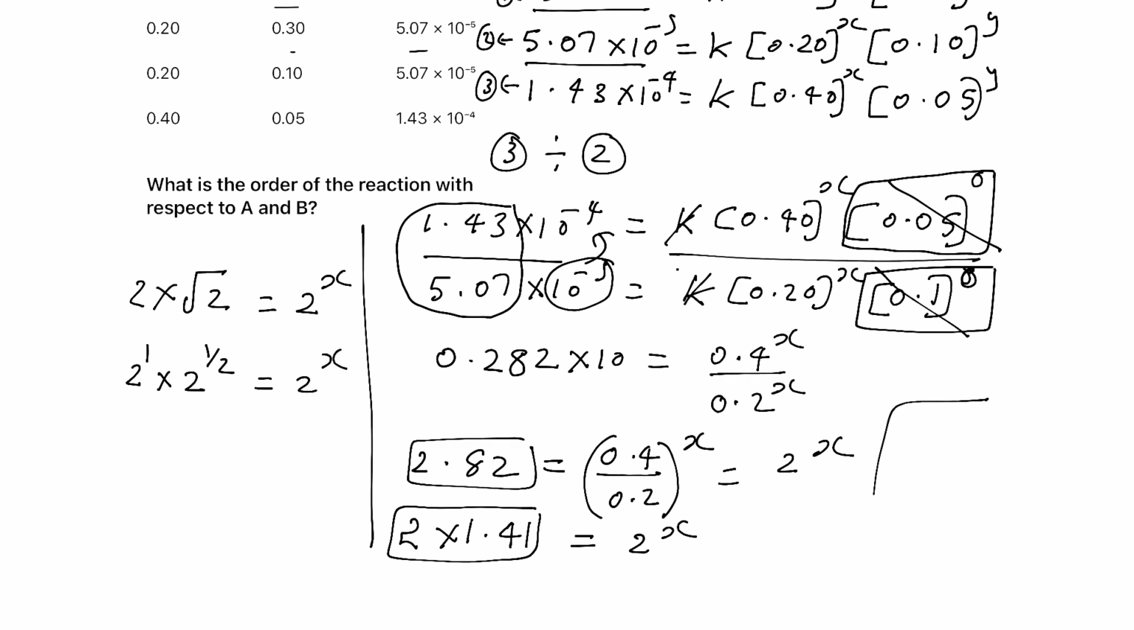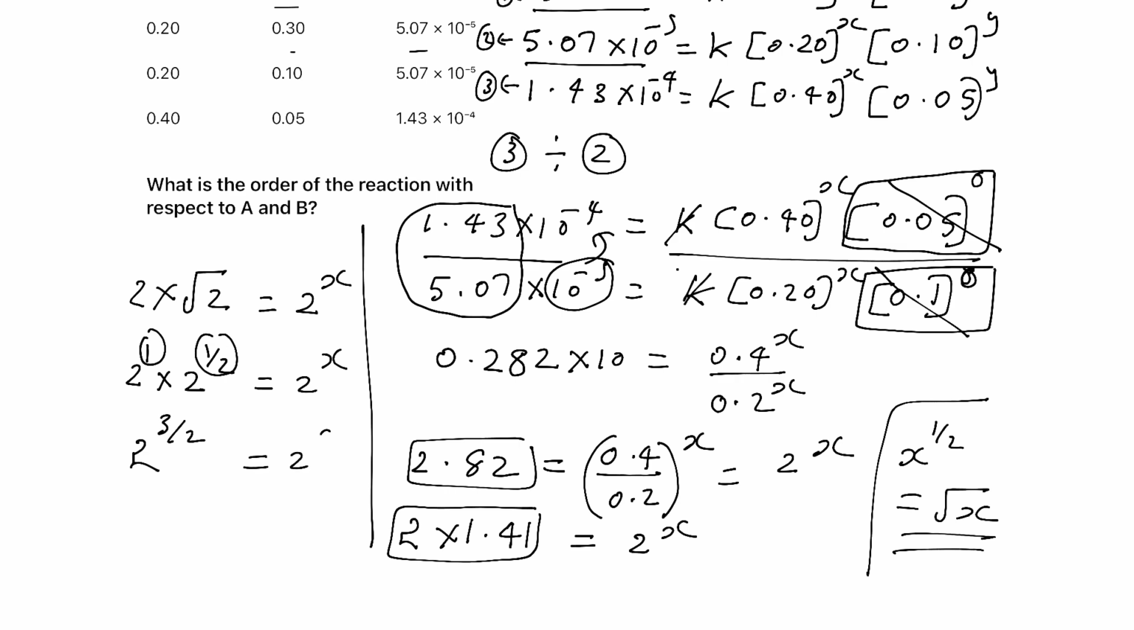See, you must know this fact, okay? X raised to half is equal to root x. That fact you must know, then only you can do this. So 2 raised to 1 into 2 raised to half. So what is that? 2 raised to 1 plus 1 by 2. Add this, right? 1 plus 1 by 2 is 3 by 2, is equal to 2 raised to x. So what is x? X is equal to 3 by 2.